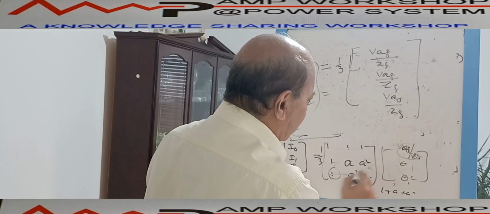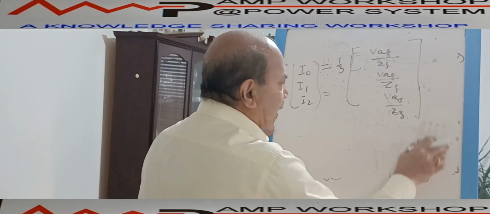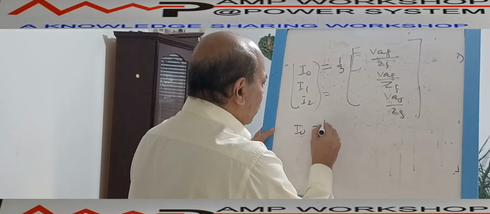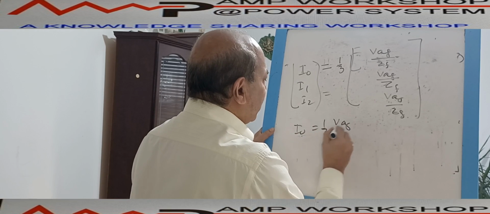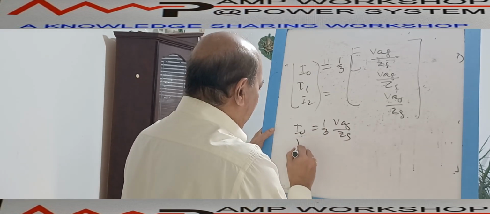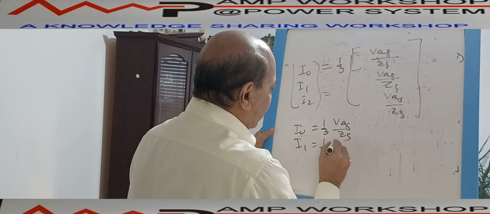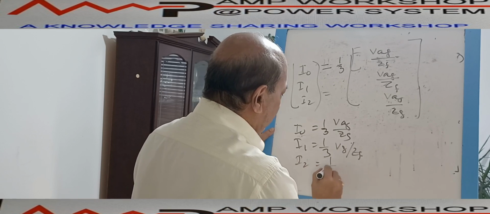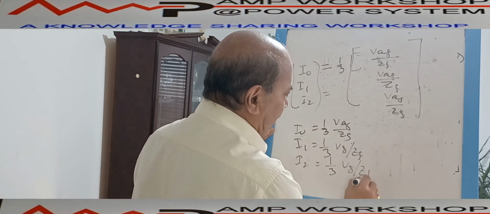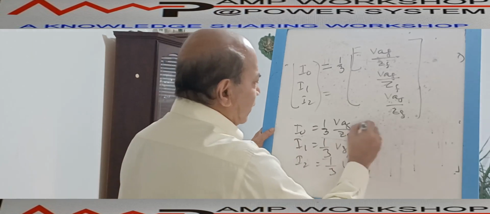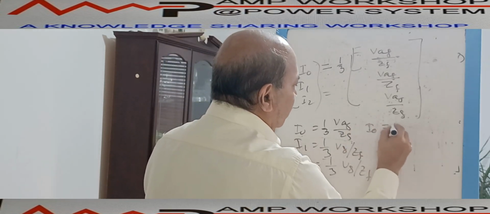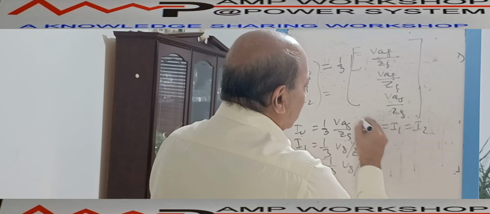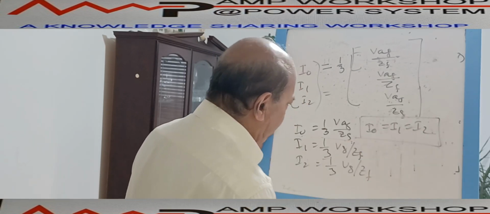Then this is A square into 0, A into 0 means 0. So this is the 3 components you are getting. From this you will get I0 equals 1/3 VAG by ZF, and I1 equals 1/3 VAG by ZF, and I2 equals 1/3 VAG by ZF, right? So you see both are equal. So from this we are getting I0 equal to I1 equals to I2. This is an important relation we are getting from this calculation.